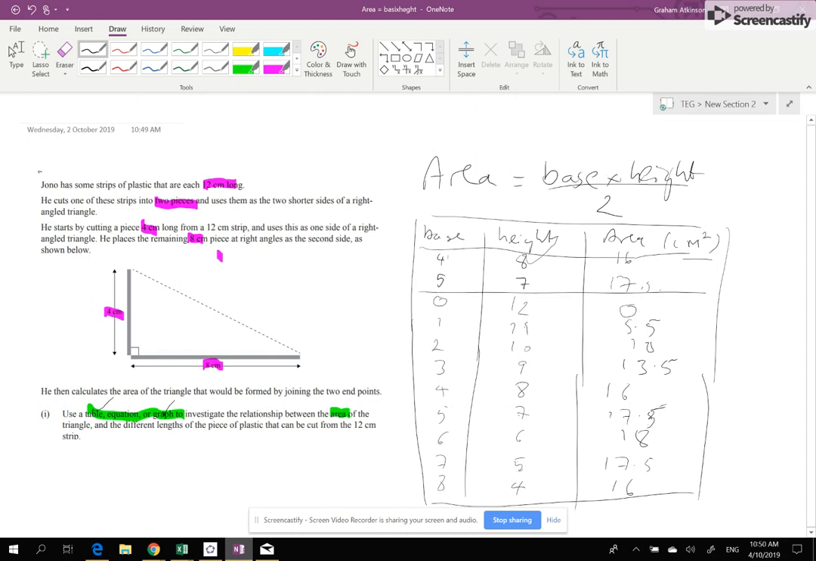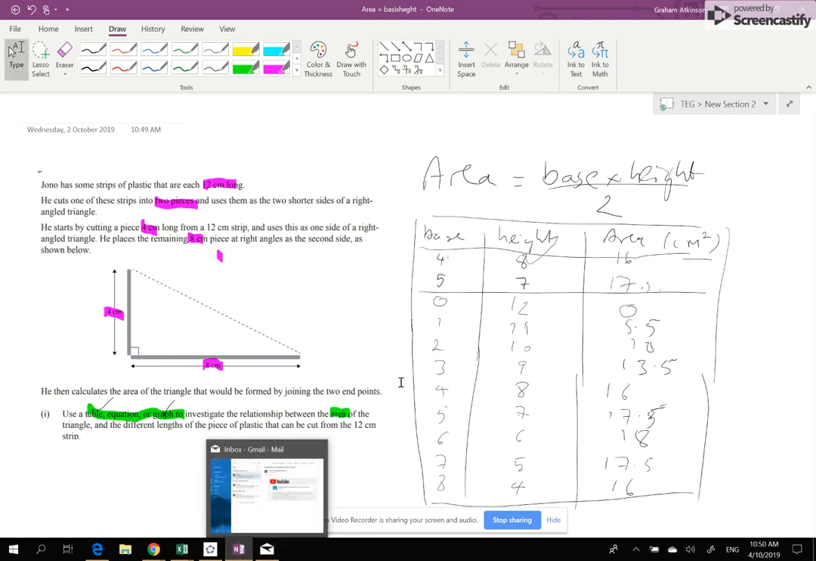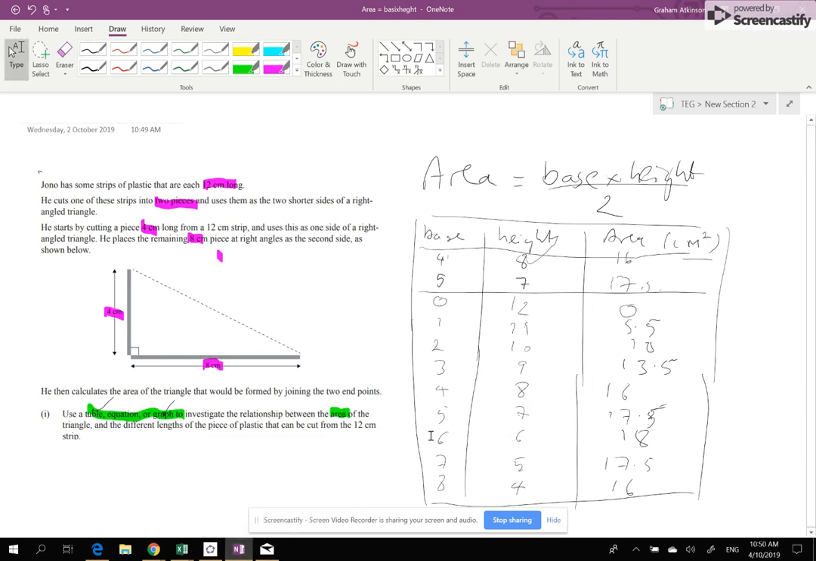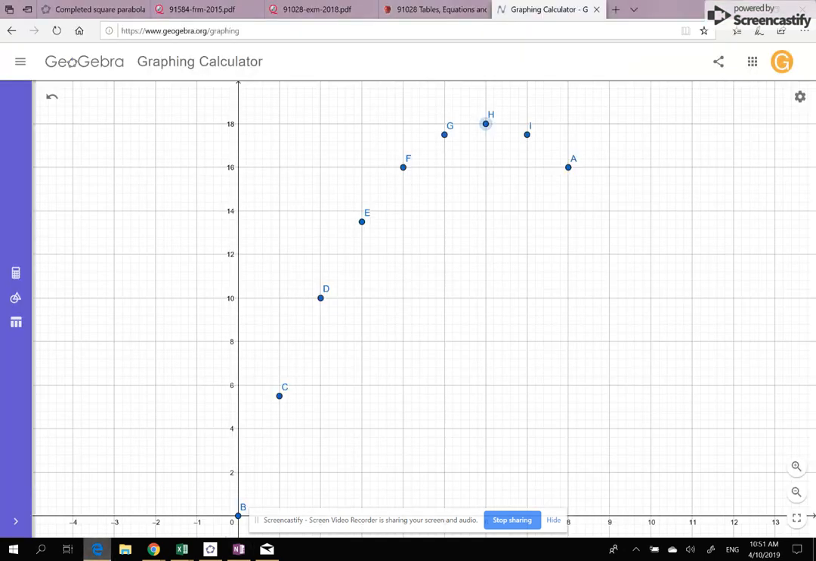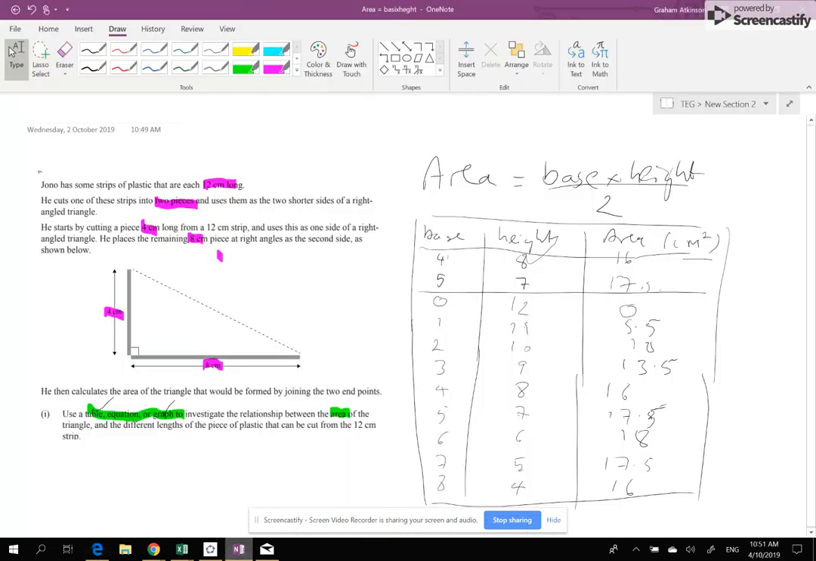And then I would write some kind of sentence, because it says investigate the relationship between the area of the triangle and different lengths. So what I've discovered is as the area increases, as the size of the lengths gets closer to 6, with the maximum area being when one of the sides is 6 and the other side is 6. That gives me the largest area of the triangle. And I can come to that conclusion from my table or from my graph. And then I've finished this question.